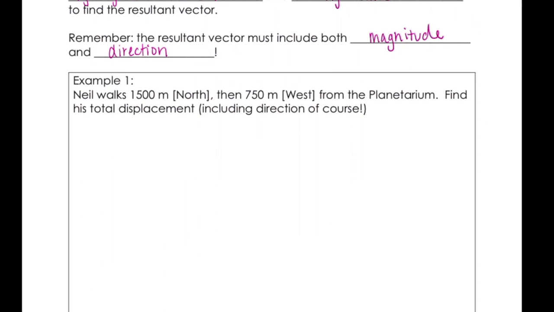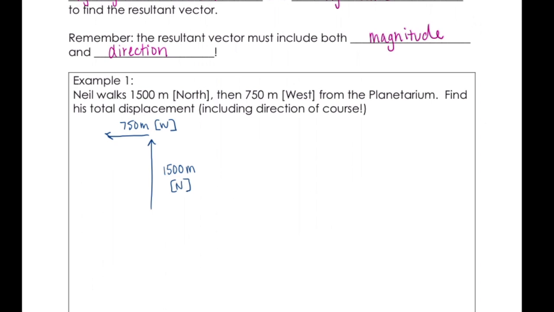Neil walks 1,500 meters north, then 750 meters west from the planetarium. Find his total displacement. I'm going to start by drawing a diagram of what's happening here. First he starts 1,500 meters north, and then he goes 750 meters west. We don't have to pay attention to whether this is to scale because we're going to be using math in order to calculate our result.